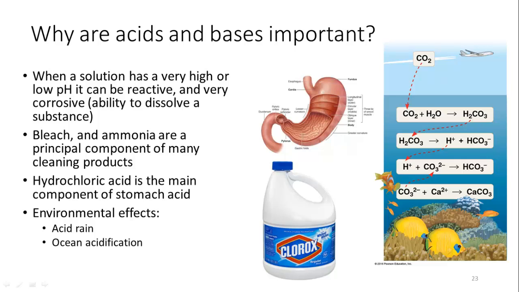Two examples which are used in common cleaners are Clorox bleach and ammonia. Bleach is on one end of the spectrum, ammonia is on the other end, and they are principal components of many cleaning products because of their ability to break down substances. Hydrochloric acid is a biological example. This is stomach acid. It breaks down food. Other environmental effects caused by acid include acid rain, which is caused by human pollution, as is ocean acidification. We'll talk more about that in class.